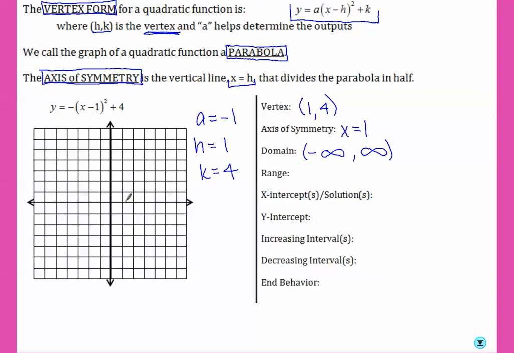So we're going to start at the point (1, 4). And we're going to use our squares. So 1 squared is 1, but because a is negative, we're going to go down 1 instead of up 1. 2 squared is 4, so we're going to go over 2 and down 4. And we're going to continue on using our squares. So 3 squared is 9.